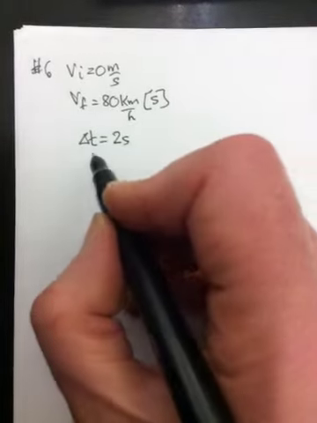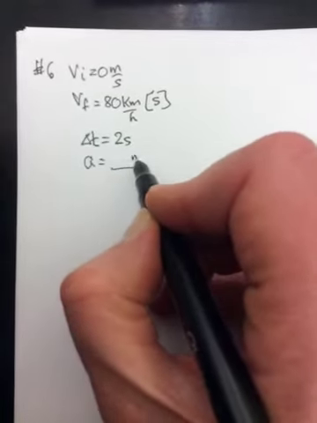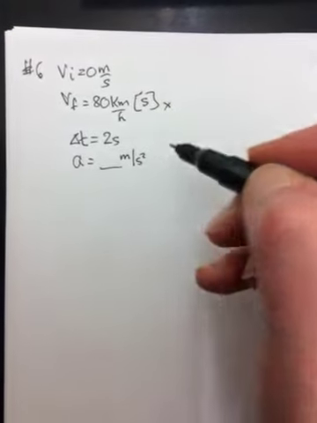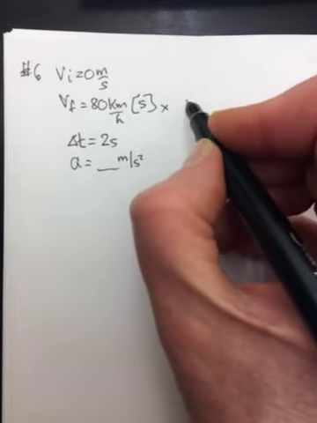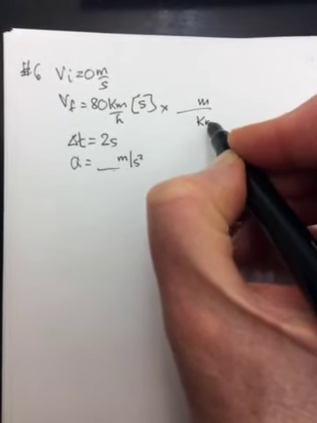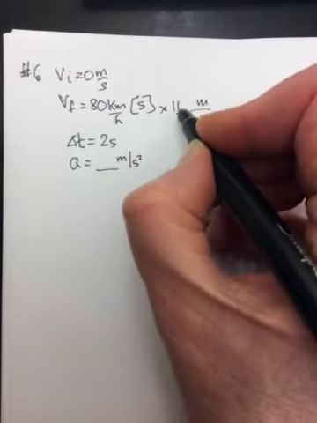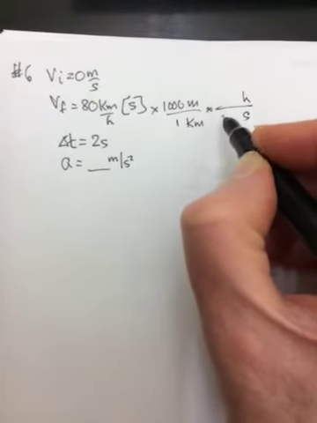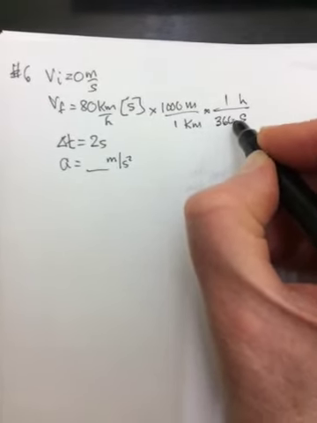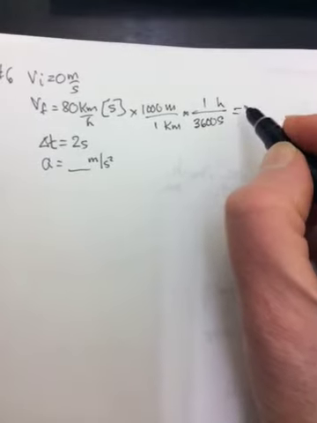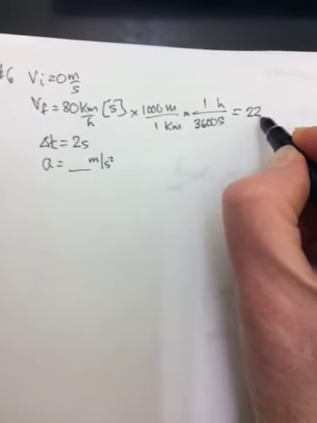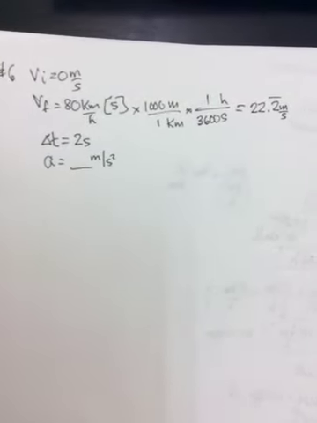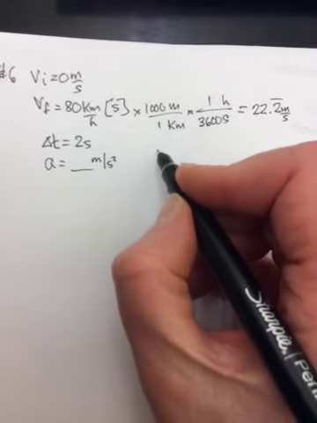And it wants to know, find the acceleration in meters per second squared, which means we need to change this to meters per second. So remember the rules. Meters will have to go on the top, kilometers on the bottom, 1 kilometer, 1,000 meters. Hours are going to have to go on the top, seconds on the bottom, 1 hour, 3,600 seconds. And when you do that, you should get, I think it's 22.2 repeating meters per second. And leave that repeating in your calculator, okay? Don't clear it, because we're going to use it in a minute.